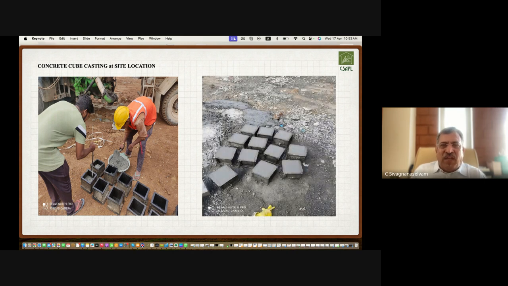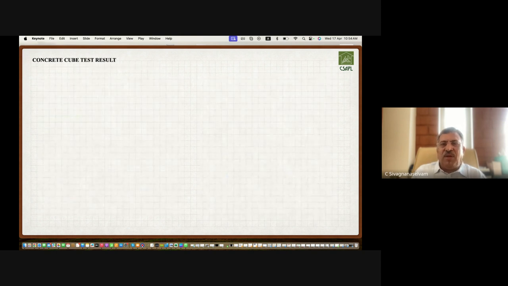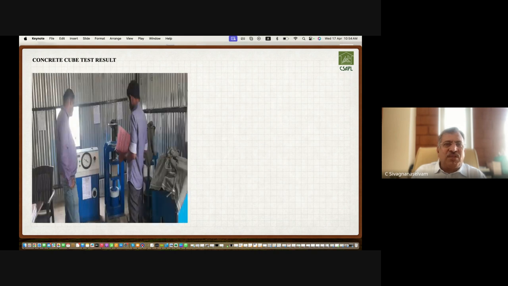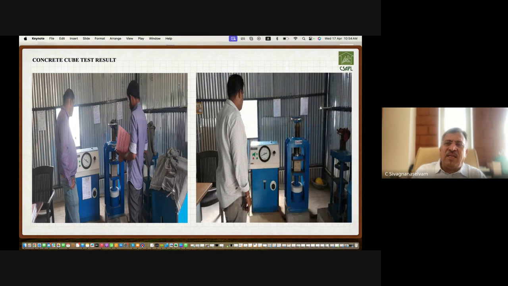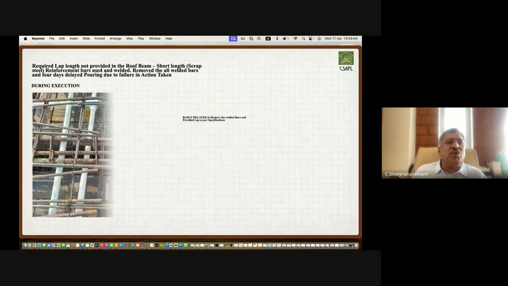The cubes are tested for every batch. When every batch of ready mix concrete comes to site, they immediately take 8 to 10 cubes from each batch. These cubes are tested on the 7th day, 14th day, 21st day, and 28th day to understand the way it attains strength. The concrete cube test results are also kept at the site, and they get a third party approval also.